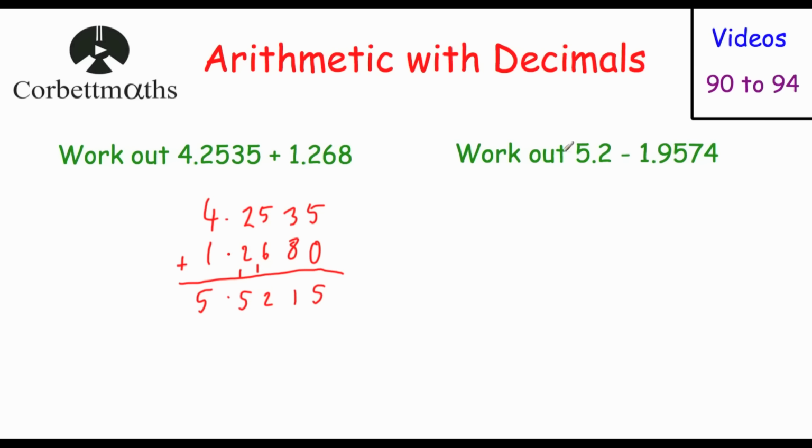Okay, our next topic is subtracting decimals. So we've got 5.2 subtract 1.9574, and again let's put our zeros in so they're the same length and put our line beneath it and our decimal point and our takeaway sign.